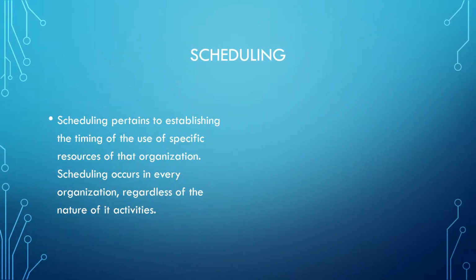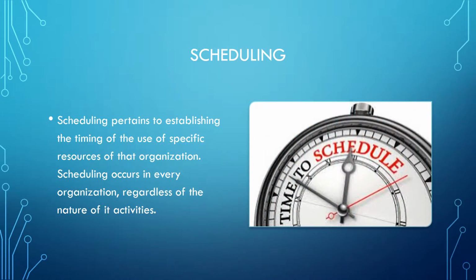Scheduling. What is scheduling? Scheduling pertains to establishing the timing of the use of specific resources of that organization. Scheduling occurs in every organization regardless of the nature of its activities.